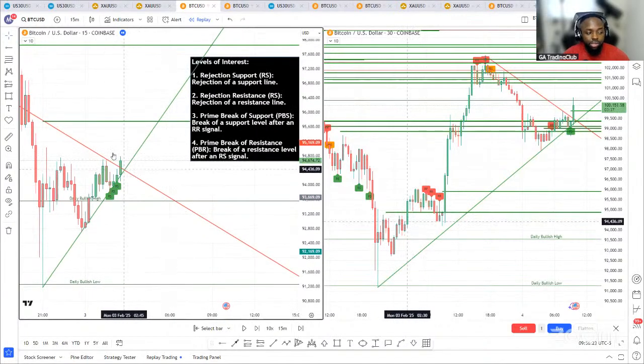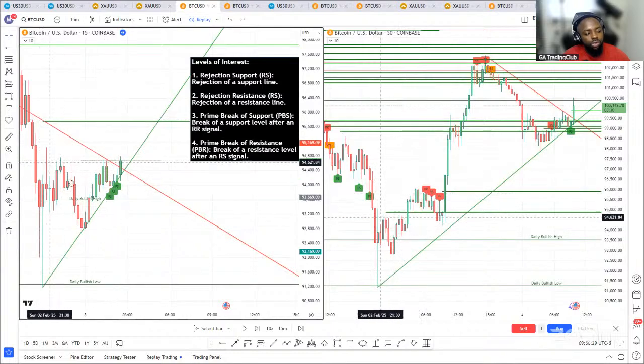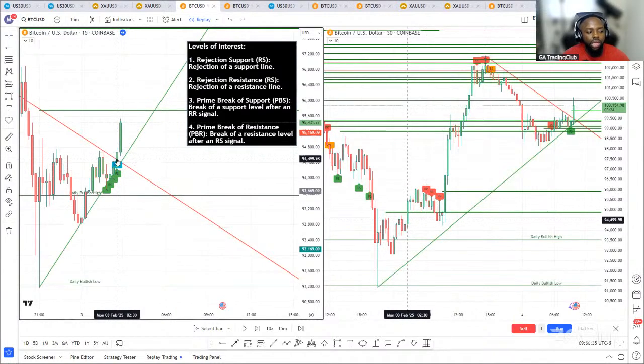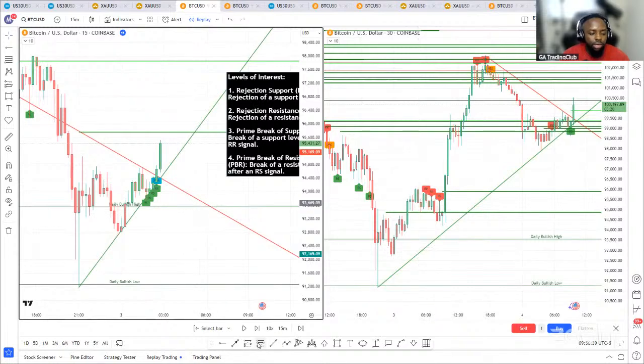So here, you just wait for a prime break of resistance, which would mean price is going to break out of this consolidation that's right here. So price is going to break above the resistance line. And that is exactly what this candle gave. It gave the break of this resistance line. So again, this was another nice trade from yesterday.